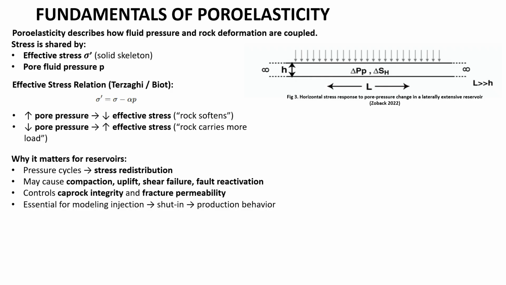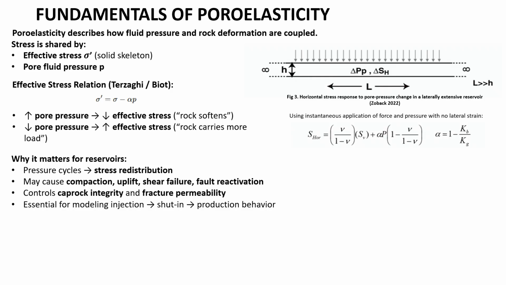So using these values, we can plug them in, where v is equal to 0.25 and alpha is equal to 1. This becomes A, this number. The value we get out of that result is usually called the stress path, which tells us how much the horizontal stress is changed per unit pore pressure.